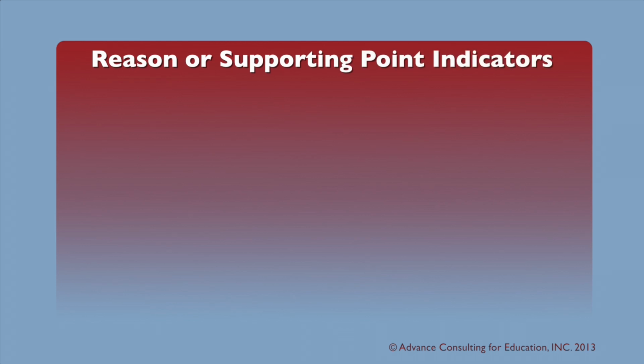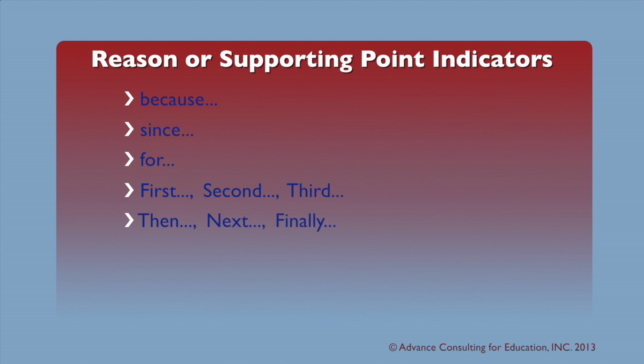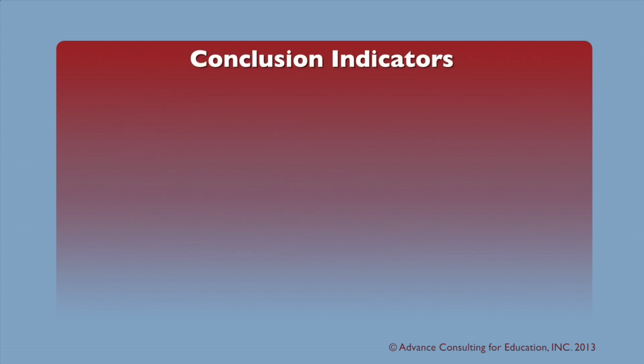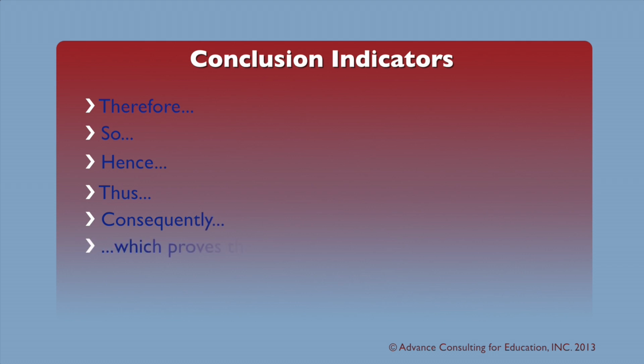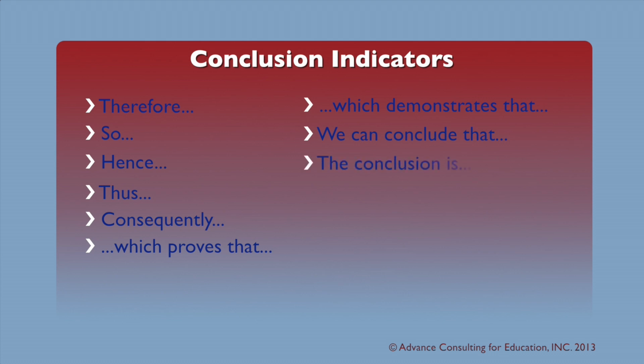Reason or supporting point indicators include because, since, for, first, second, third, then, next, finally, or the phrase my first point is, my second point is, and my third point is. Examples of conclusion indicators are therefore, so, hence, thus, consequently, which proves that, which demonstrates that, we can conclude that, the conclusion is, from which we can conclude, it follows that, or such and such demonstrates that.